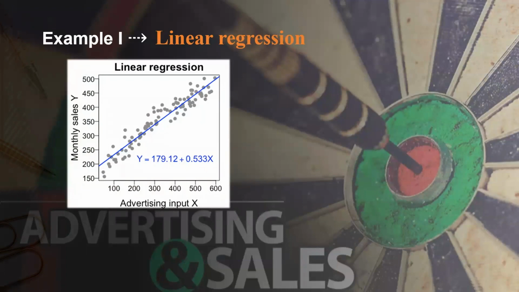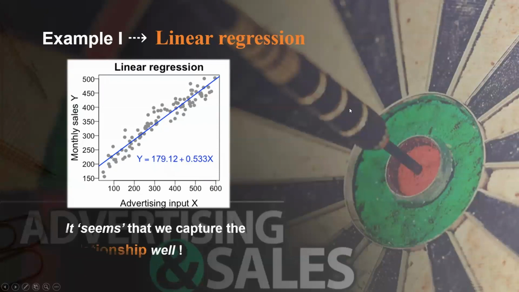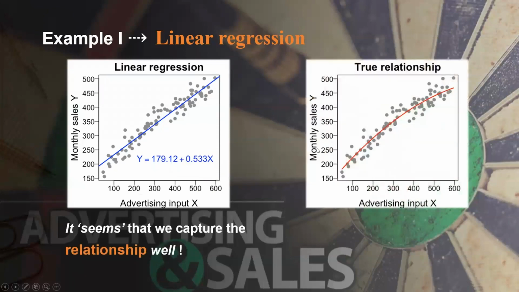But now, let me play the role of the god who actually generates those data and tell you the true relationship behind them is like this. It is not a straight line, but actually a curly curve. As we invest more and more in advertising, the sales first go up quickly, but gradually slow down. So compare our linear regression result and the true relationship. It is obvious that our estimation is not good, especially for small values of x and large values of x.